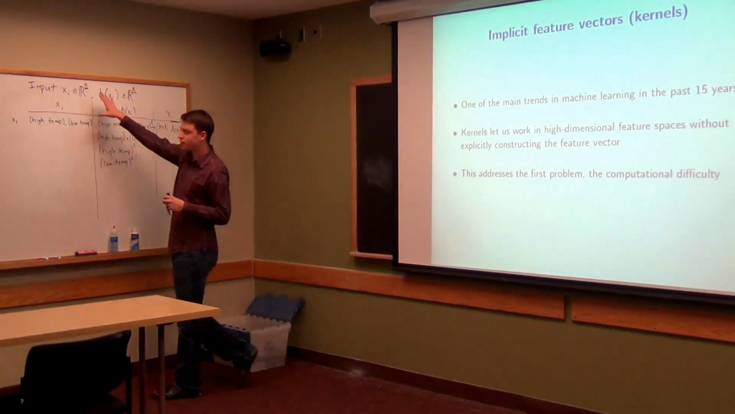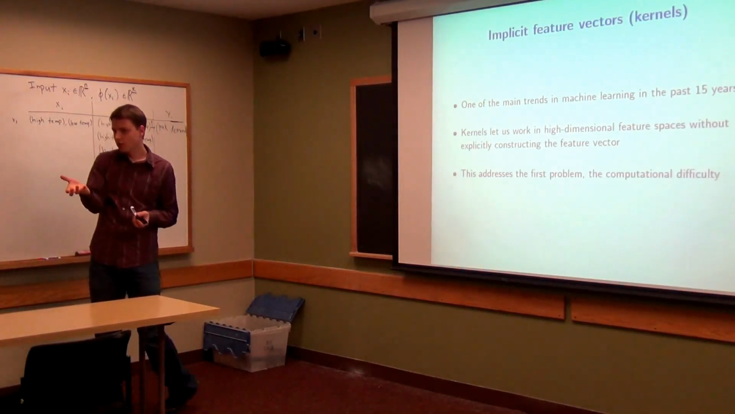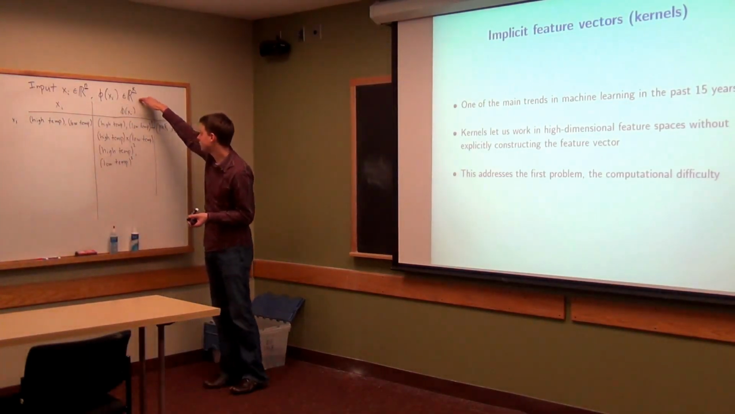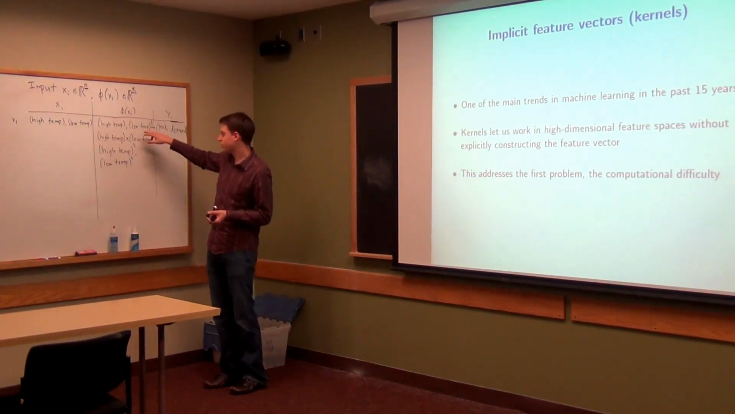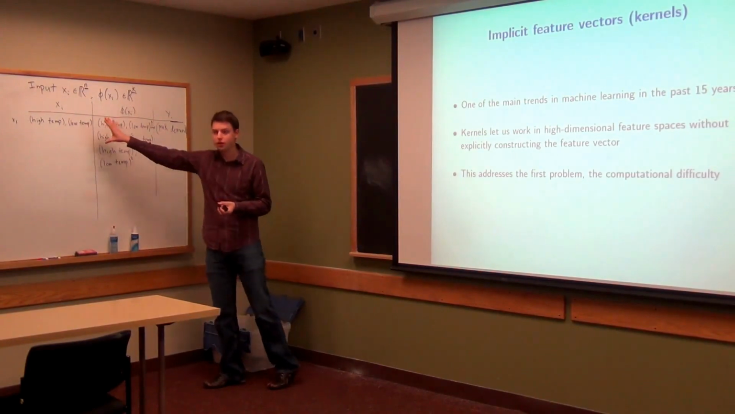So here, n is still 2 because we still have 2 real inputs to the system. But k now would be 6, because we have 6 (1, 2, 3, 4, 5, 6) different features we've computed from those inputs.